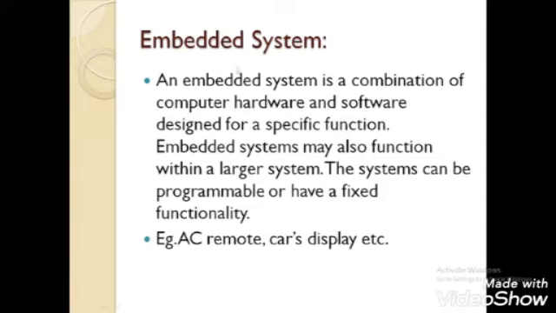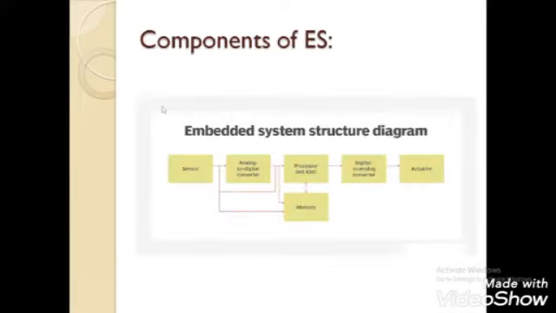Next topic is embedded systems. An embedded system is a combination of computer hardware and software designed for a specific function. So basically, an embedded system is an electronic system that is designed for a specific task or number of tasks. Some embedded systems can be programmed by the user and some have fixed programs that are programmed by the manufacturer. Typical embedded system examples are an AC remote, a car's display, or we can say a calculator, etc.